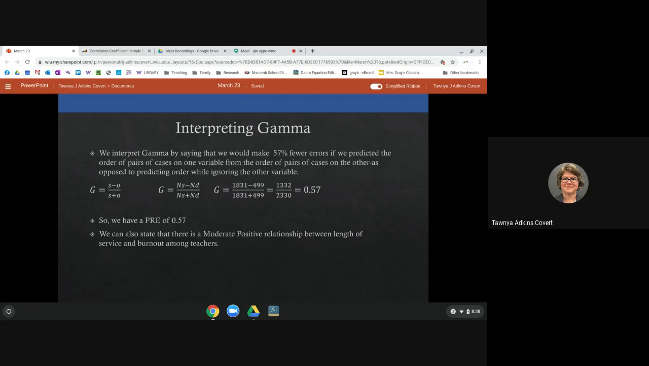How does having that information about that second variable help us to predict that first variable? So it's the same kind of measure that we were talking about with lambda, but it's something that we can do with ordinal level variables.